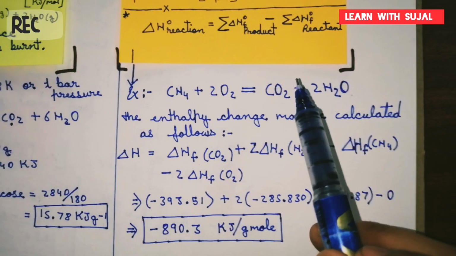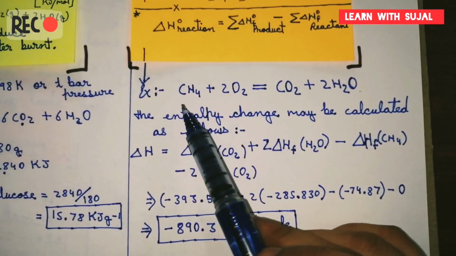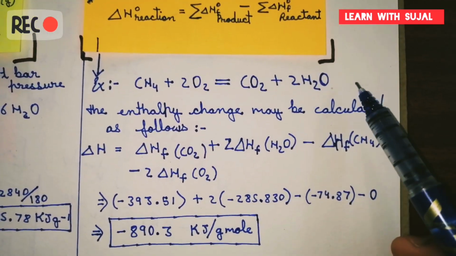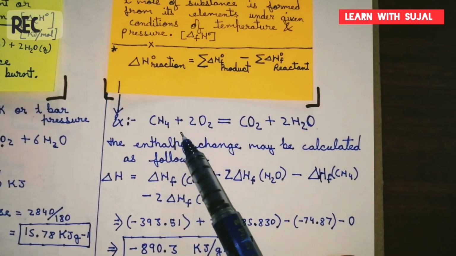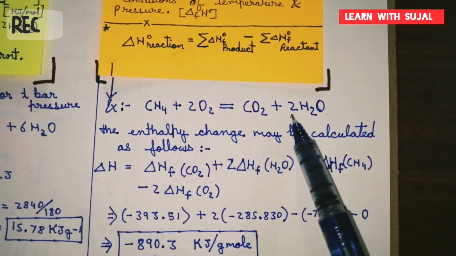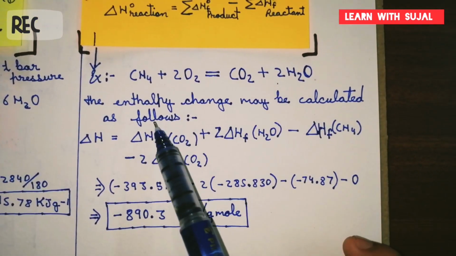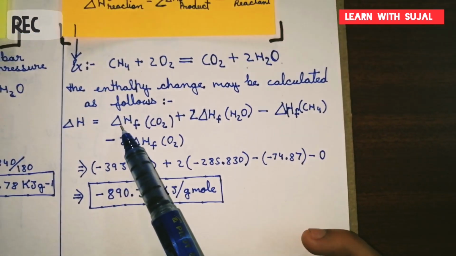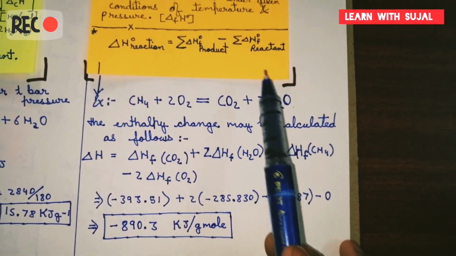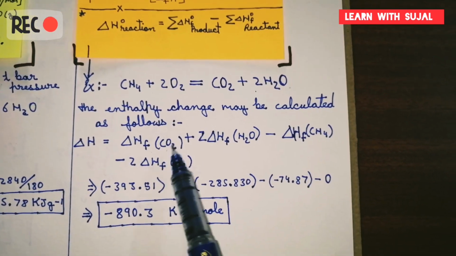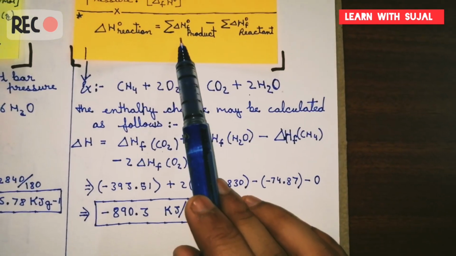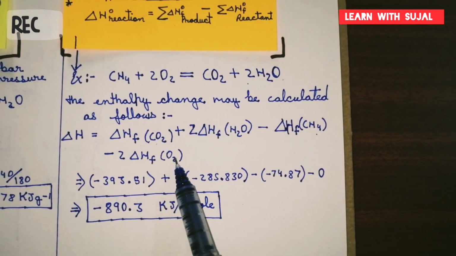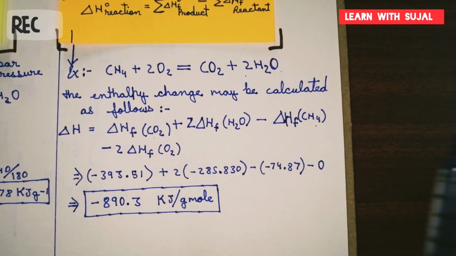We will take the example of CH4 plus O2 equals carbon dioxide plus water. Here is the reactant and here is the product. The enthalpy change may be calculated as follows. Delta H, the change in enthalpy: we take the products first as per the equation, minus the reactants. CH4, methane, is the reactant, and O2.